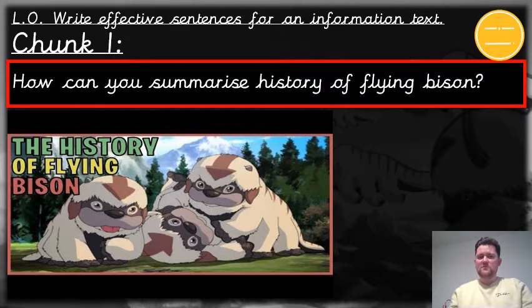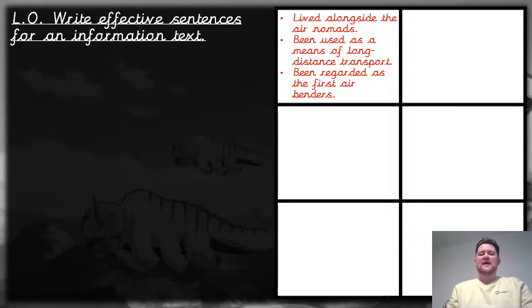Okay, now you've done that, I'm going to show you some examples I've done. So, I said they lived alongside the air nomads, who were a group of people. They have been used as a means of long distance transport. They've been regarded as the first airbenders. So if you haven't got enough ideas down, pause the video now and copy some of mine, or copy them all in fact.